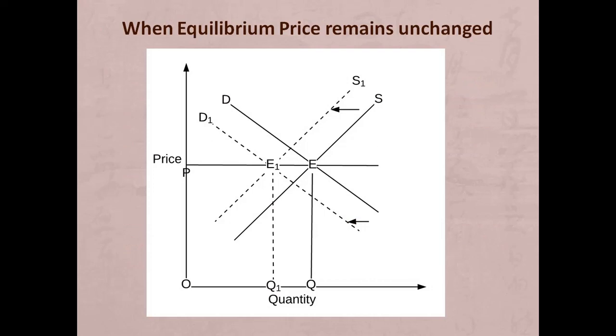As you can see here, both demand and supply are increasing. D1 is the initial demand curve, and now it has been shifted to D. So demand is shifting from D1 to D, and similarly supply is also increasing from S1 to S. So at this point of time, the price will remain constant, but the quantity to be supplied is increased.